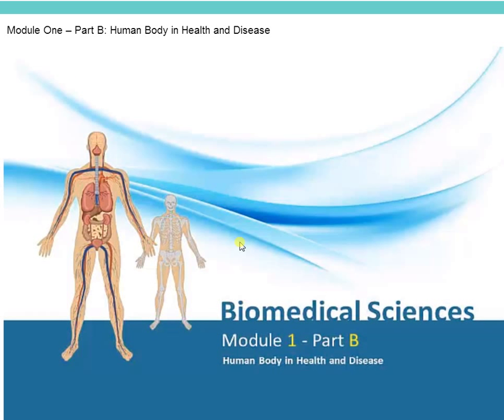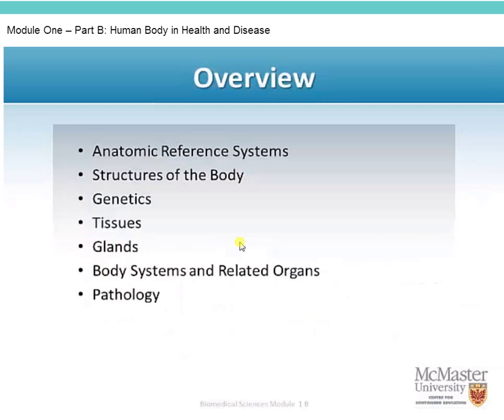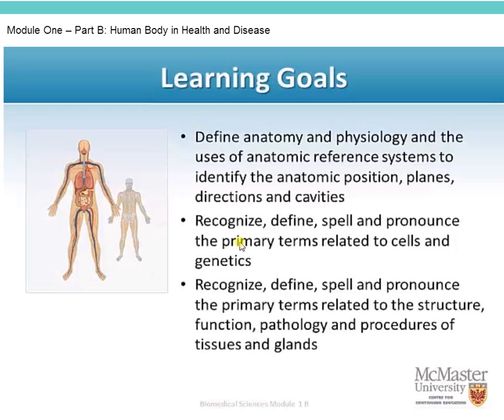In the second part of Module 1, we will introduce the basic concepts of the human body in health and disease. Each of these topics will be expanded on in much greater detail in Module 2. We will look at anatomic reference systems, structures of the body, genetics, tissues, glands, body systems and related organs, and pathology.